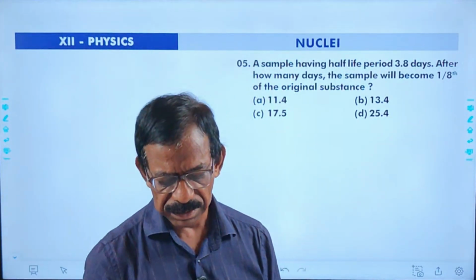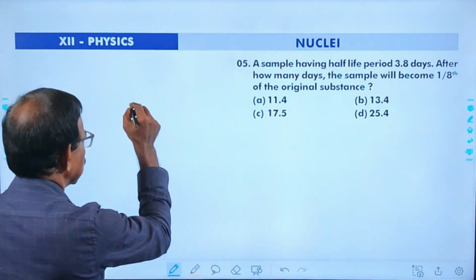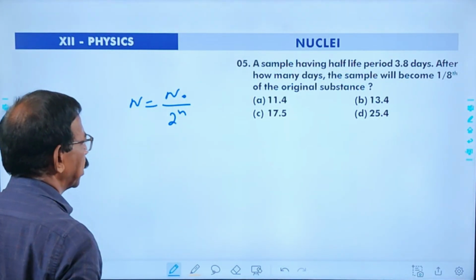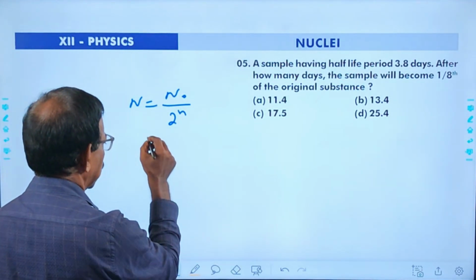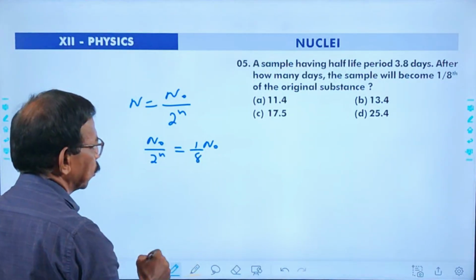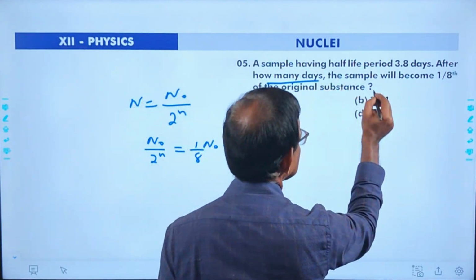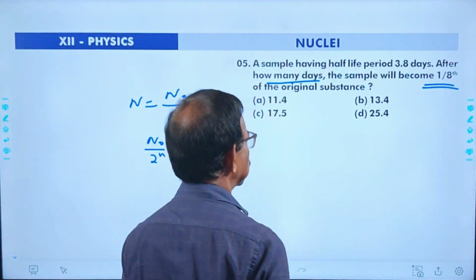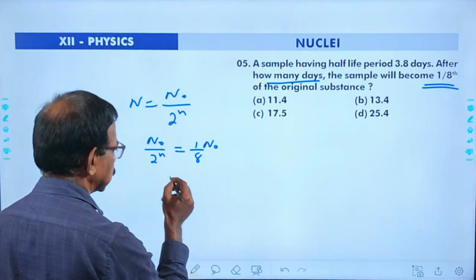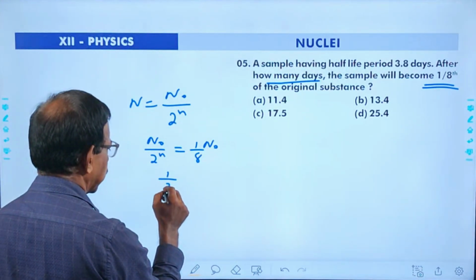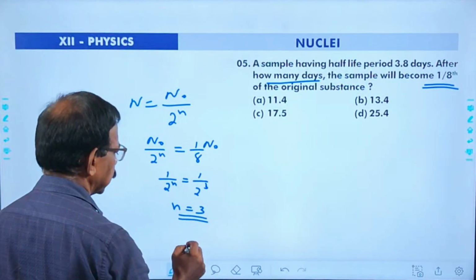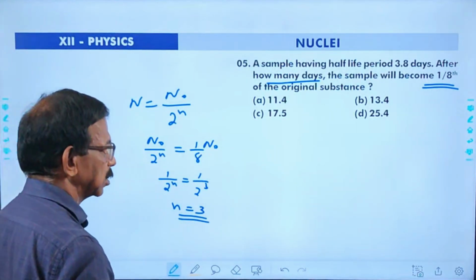There is a relation connecting it. The number of atoms after n half-lives is N0 by 2 raised to n, where N0 is the original number of atoms. Here, N0 by 2 raised to n equals 1 by 8 of N0. After how many days will 1 by 8 of the sample remain? That means we calculate how many half-lives. N0 cancels, and 1 by 2 raised to n equals 1 by 2 raised to 3, so n equals 3. It will take 3 half-lives.